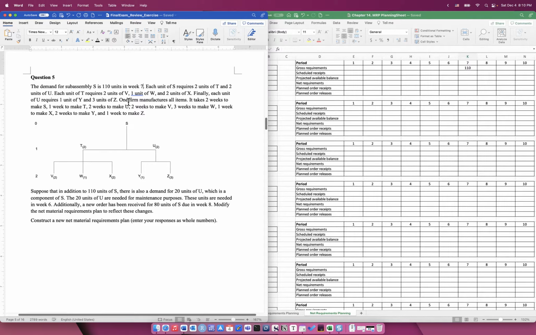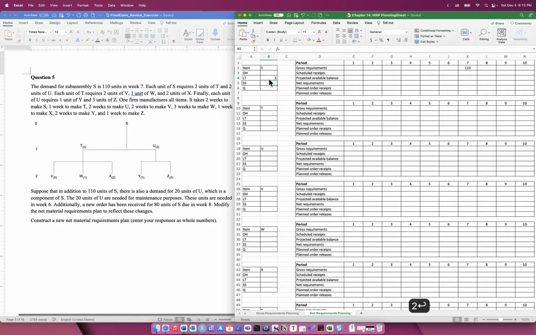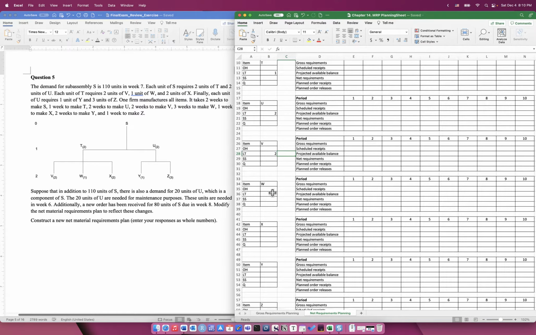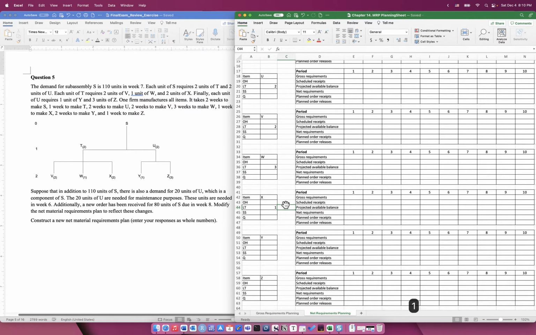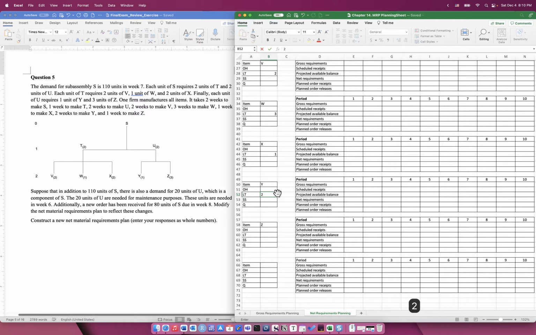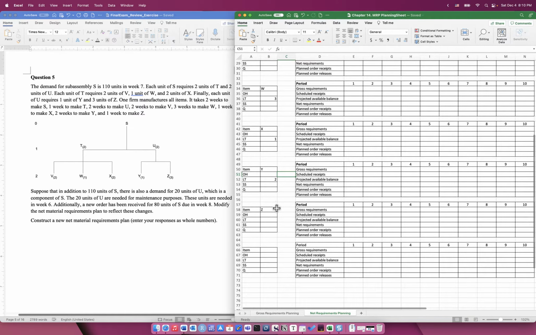It takes 2 weeks to make S, so the lead time is 2 weeks. 1 week to make a T, and 2 weeks to make a U. 2 weeks to make a V. 3 weeks to make a W. 1 week for X, 2 weeks for Y, and 1 week to make a Z.